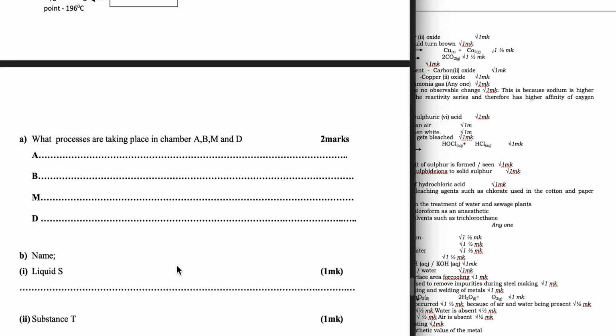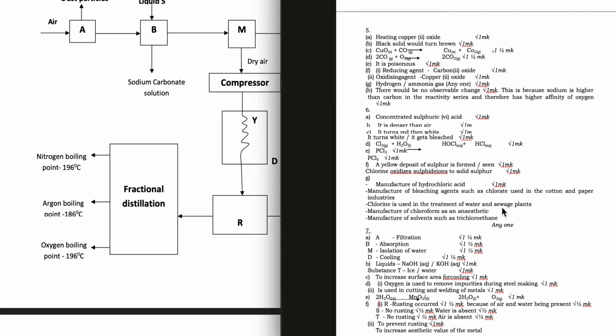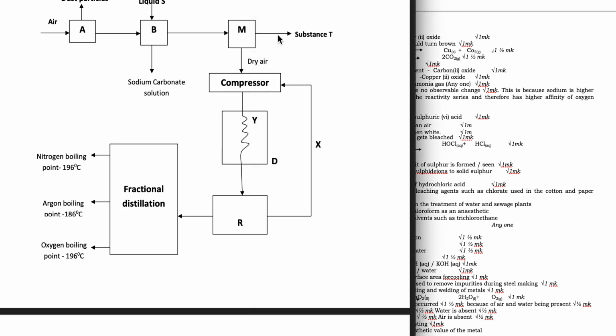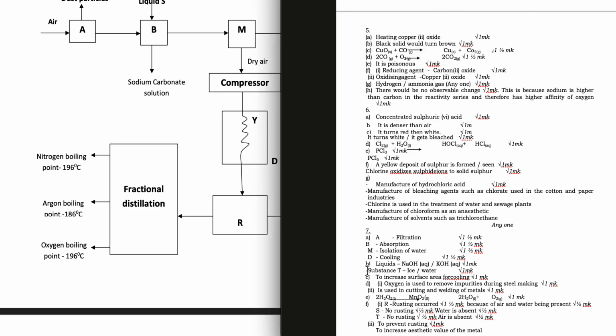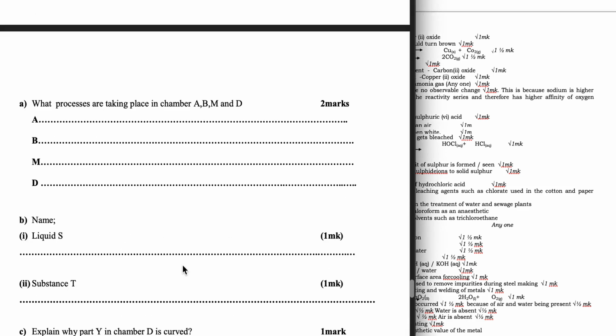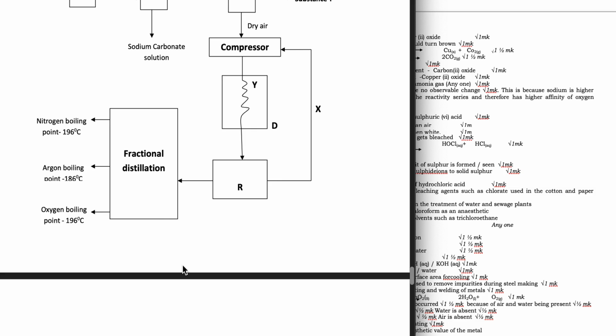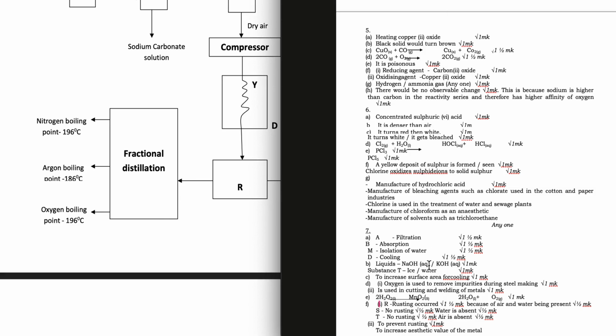Name liquid S. Liquid S. Substance T is ice or water. Explain why part Y in chamber D is curved. Why is this curved? To increase surface area for cooling.